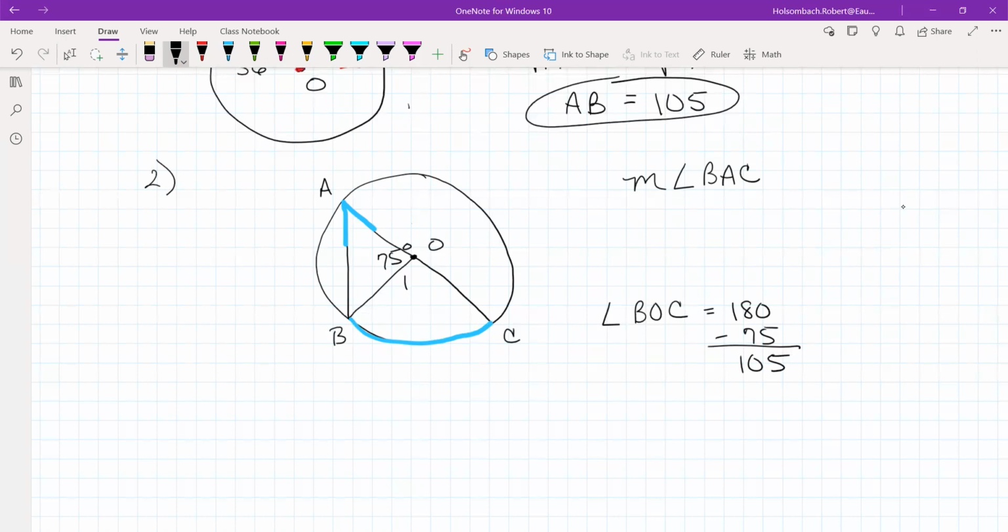So if this angle here is 105, what that tells us is that arc BC is also 105. So the measure of angle BAC is going to be equal to 1/2 of 105. 52.5.